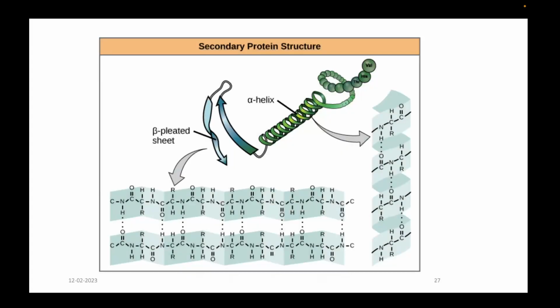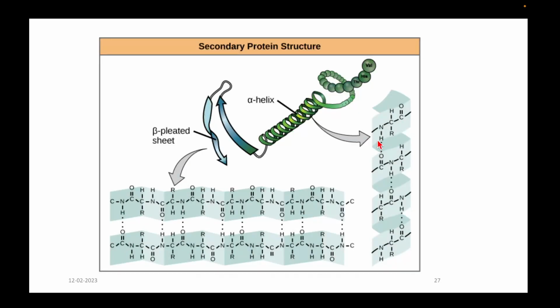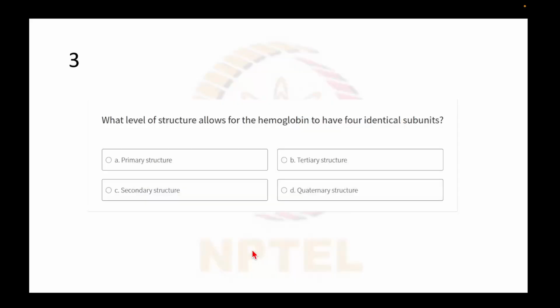So the primarily observed secondary protein structures are beta pleated sheets and alpha helix. So alpha helix, sorry, alpha helix have hydrogen bond within the chain, and beta sheets have with the other beta sheets. The third question is, what level of structure allows for the hemoglobin to have 4 identical subunits?